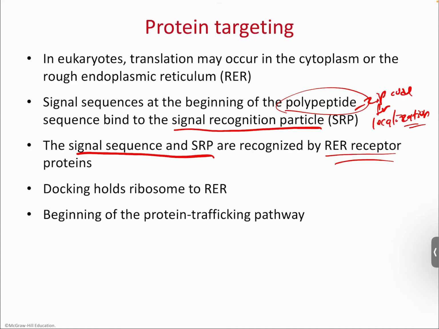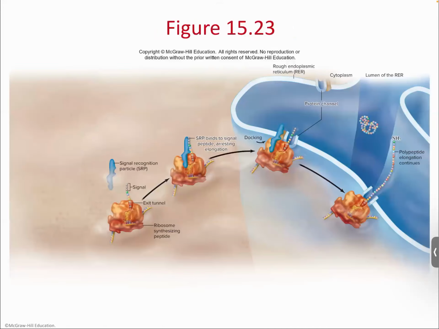And so the interaction between this receptor and the signal recognition particle is essentially how you dock the ribosome to the rough ER and kickstart the secretory pathway. So that's how it works.